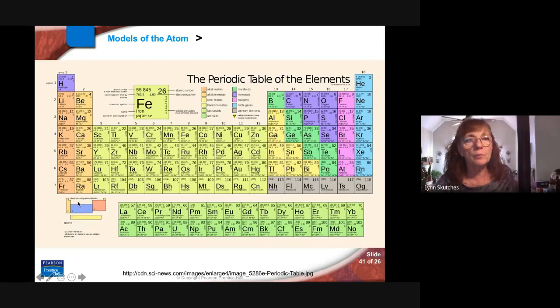Columns are families or groups. Rows are periods. So 1, 2 columns on the left, 6 on the right. Count the middle, the transition metals: 1, 2, 3, 4, 5, 6, 7, 8, 9, 10. Scandium to zinc. That's 10 elements in the middle. Down at the bottom, 1, 2, 14. Lanthanum to terbium, 14 elements.